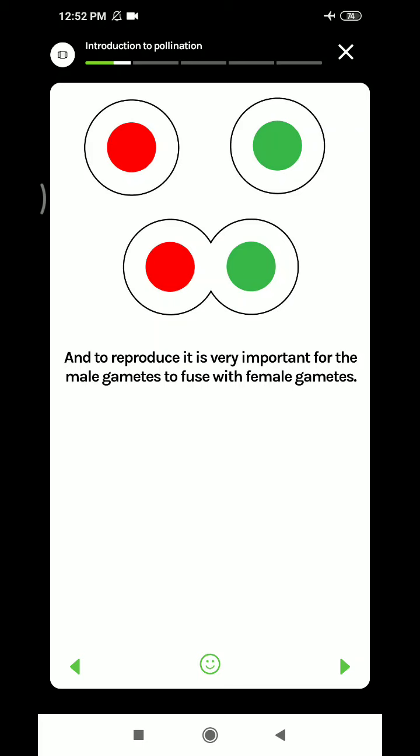Here you can see two gametes. So here what are they doing? They are fusing themselves to produce the zygote. What is a zygote? We will read later on. But remember, in this way they will fuse with each other, means they will combine, they will mix with each other.